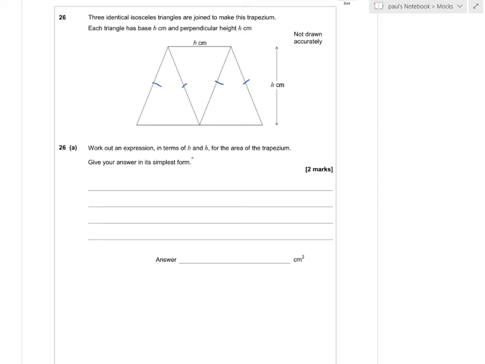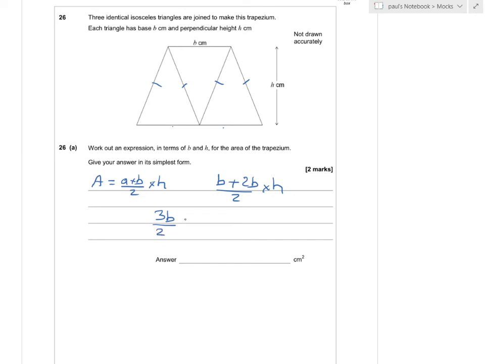The area of the trapezium is normally A plus B over 2 times H. Well, we've got B, so we've got B plus 2B over 2 times H. So would we have 3B over 2 times H?